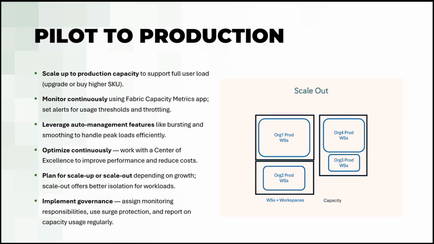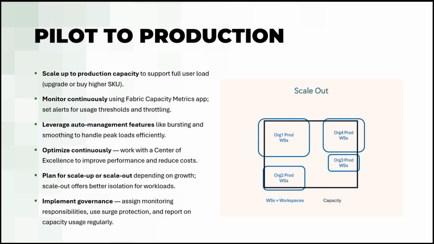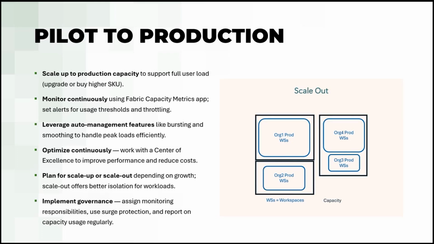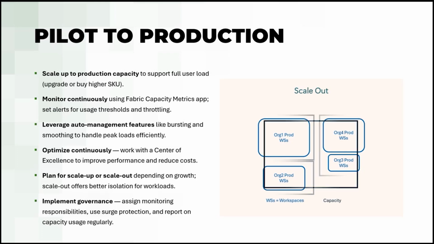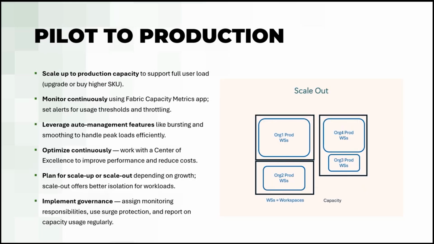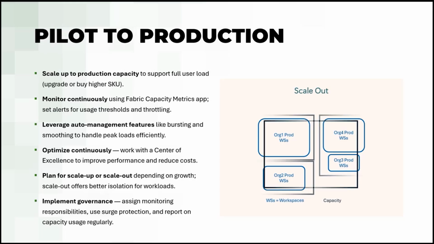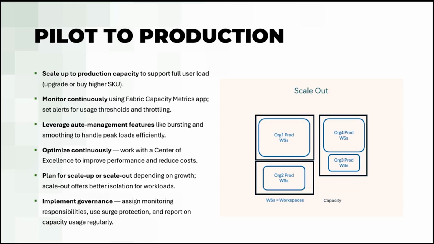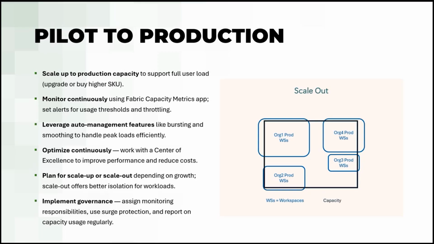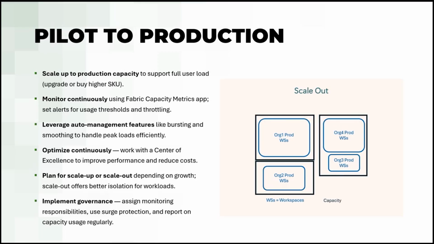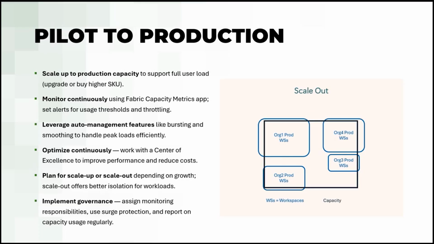Optimize continuously. So work with the centre of excellence. Get yourself some data engineers, some data analysts, data scientists, all working together to optimize your workloads. We want to plan for a scale up or a scale out. So we want to either restart that capacity, or my preference is going to be scaling out. So separating the capacities for what it does. Implement governance, so assign monitoring responsibilities and user detection, and always be looking at that capacity metrics app.